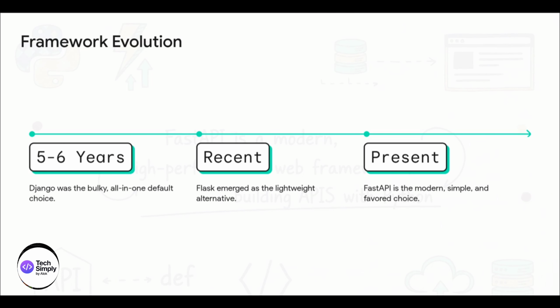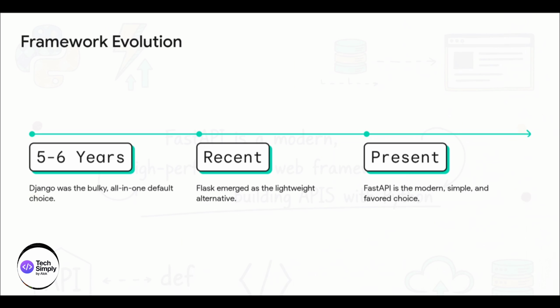To really appreciate what we have today, we've got to take a quick look back at the history of Python web frameworks. Think back just 5 or 6 years ago. The default choice for almost everything was Django. And hey, it's a fantastic framework, but it's notoriously bulky. It's this massive all-in-one solution that brings a whole lot of heavy baggage you might not actually need for a simple backend. Then, moving into the recent past, developers started shifting towards Flask, giving us a much more lightweight alternative. But looking at where we are right now, we've landed squarely on FastAPI. And it's wild because a lot of developers who initially set out to explore Flask have actually pivoted straight to FastAPI simply because of how modern and streamlined it is.